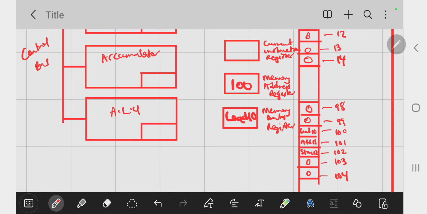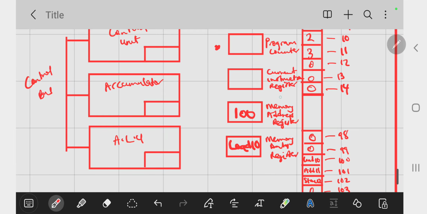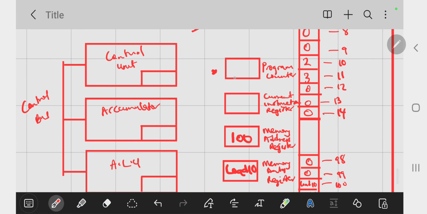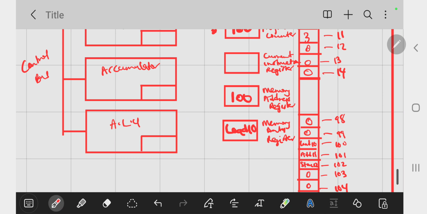So now once the instruction has been fetched, because fetching is now placing it in the memory data register, it now needs to be placed in the current instruction register. So by the way, one thing we forgot to mention was that first of all, the program counter is going to be pointing to the memory address of that same instruction, which was 100. So now once the instruction has been fetched, the content is going to be stored in the current instruction register, which is load 10.